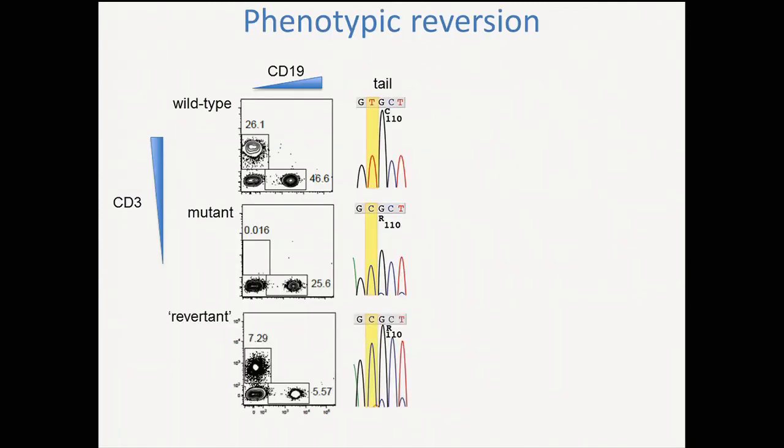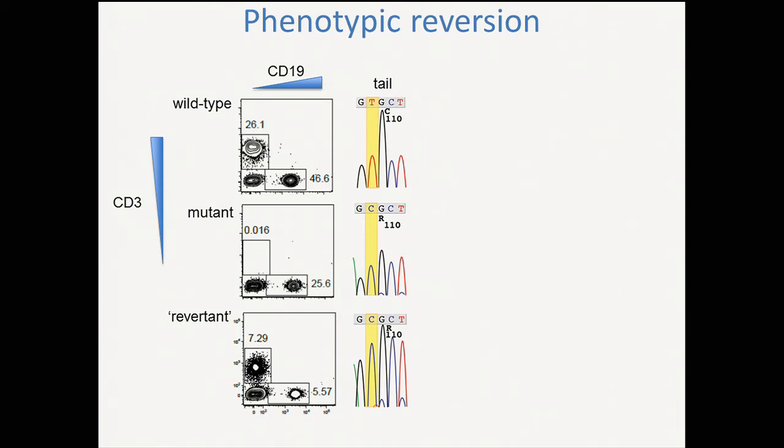We rescued the mutation by transgenesis, but didn't really need to do so, because on rare occasions we would find that the mice showed reversion of the phenotype. Here's the typical phenotype. As you can see, there are no T cells, and in a mutant here we find no CD3 positive cells, but in a very few mice we did see CD3 positive cells, and when we looked at tail DNA, they were indeed mutants.